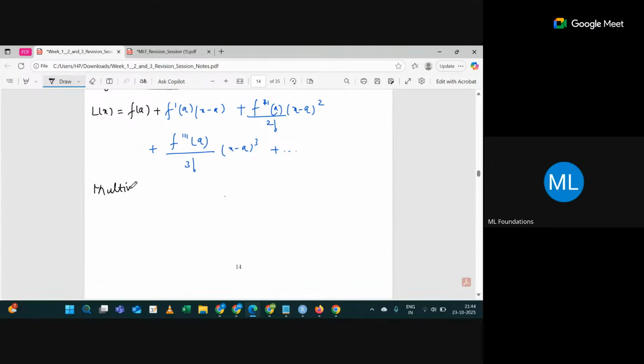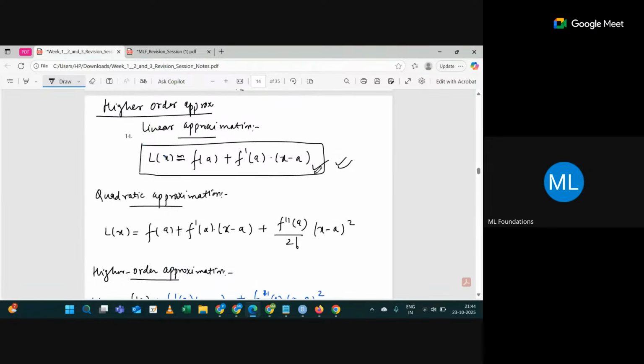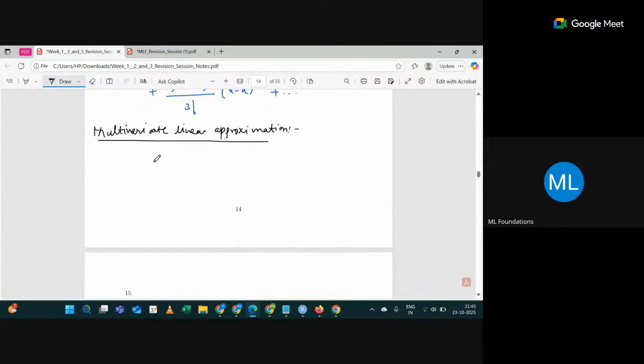Now let's try to understand multivariate linear approximation, because there you might get some questions related to this. What is the meaning of multivariate linear approximation? It means you are doing linear approximation of functions involving multiple variables, not a single variable. What is the formula for a single variable? L of x is f of a plus f dash a into x minus a. This is for a single variable.